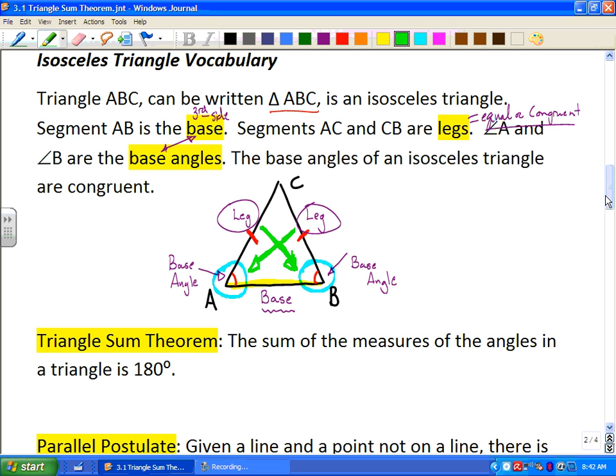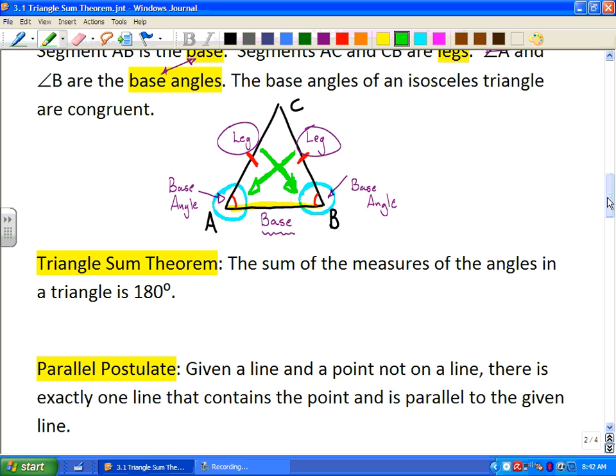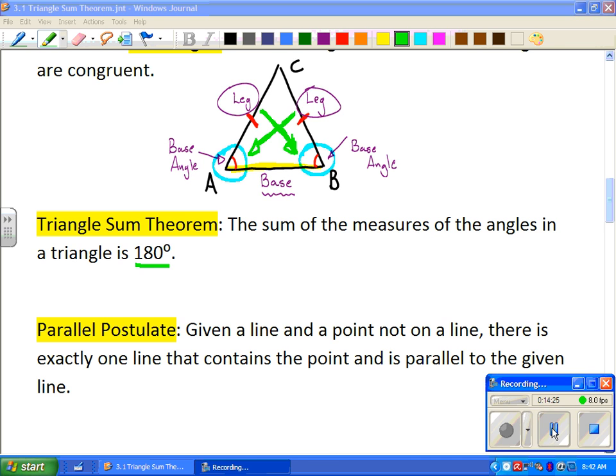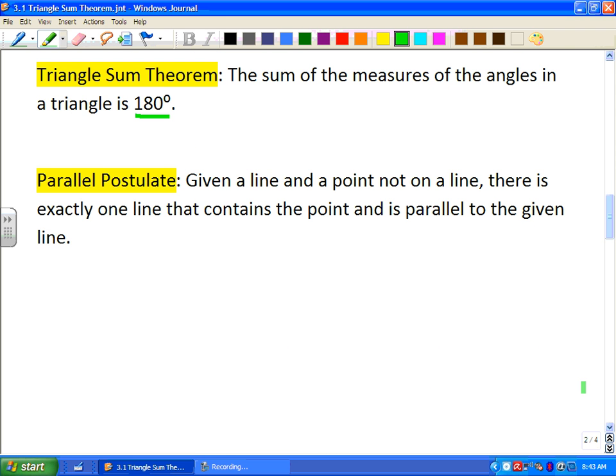All right, the triangle sum theorem. We have already proven this. We've already looked at it. We looked at the visual proof of it last week. It says the sum of the measures of the angles in a triangle equal 180. Interior angles ought to be 180. All right, so that's the triangle sum theorem.